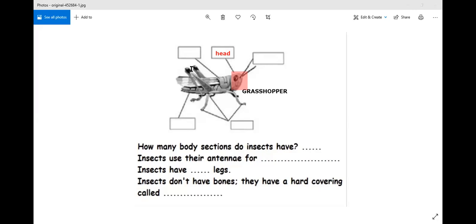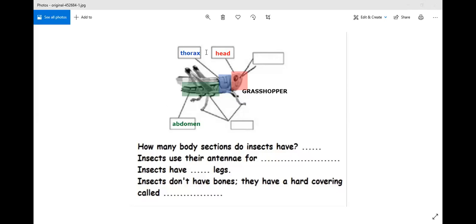Abbas, what about this part? Thorax. It's the thorax. Thank you. Ali Basma, we're talking about the last part of this insect's body. What is this? Abdomen. It's the abdomen. Thank you.